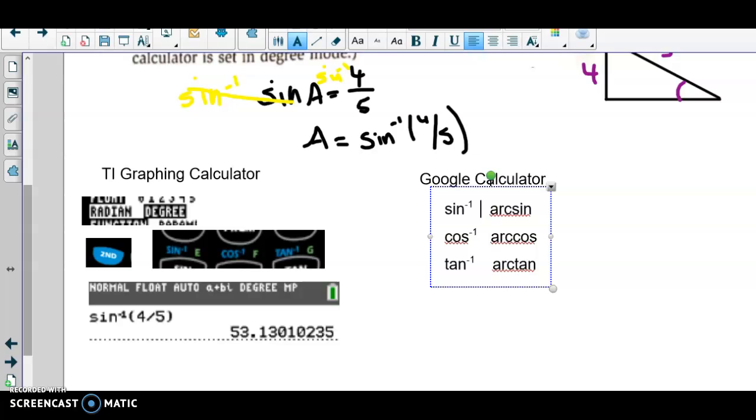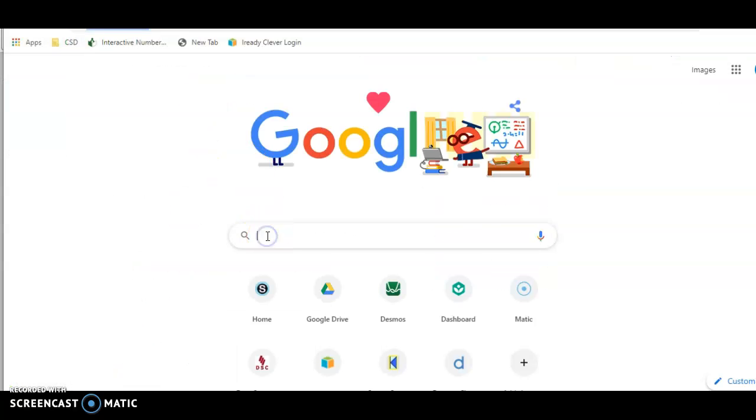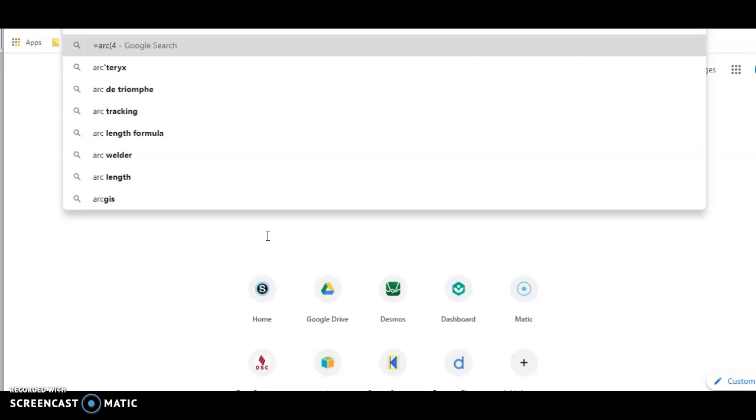Okay, so what we're going to do is go back to our Google calculator and type in equals arcsine of 4/5.